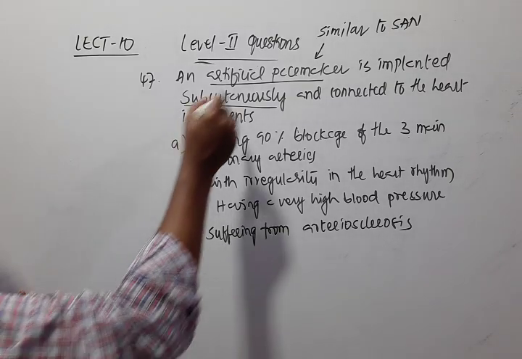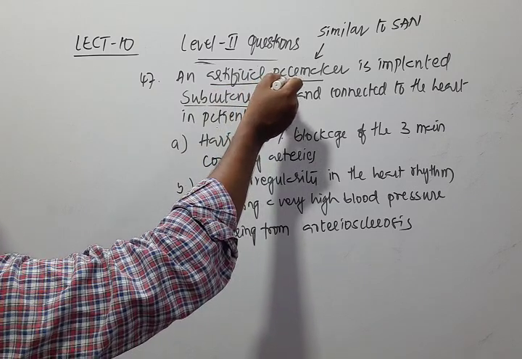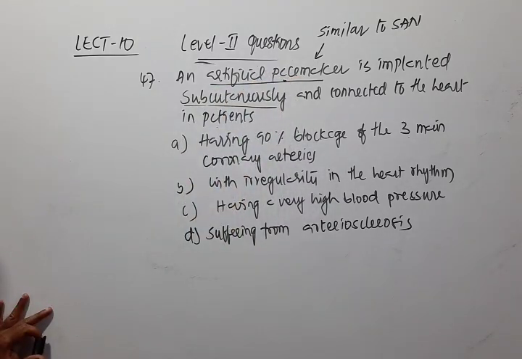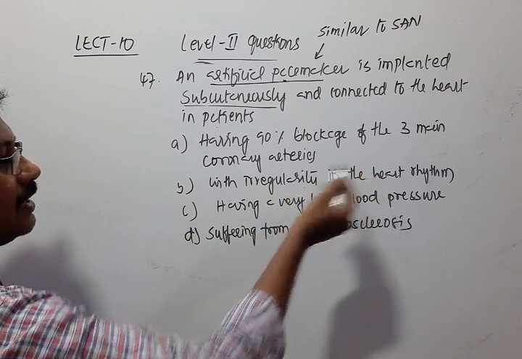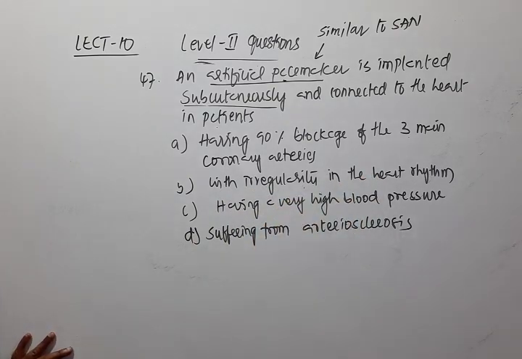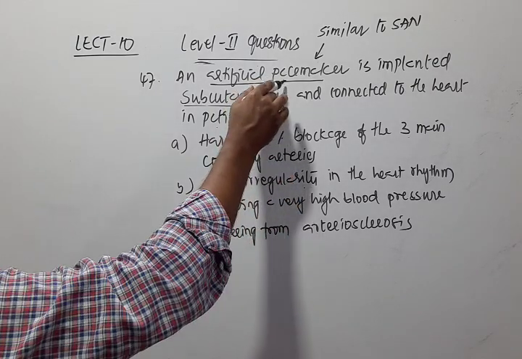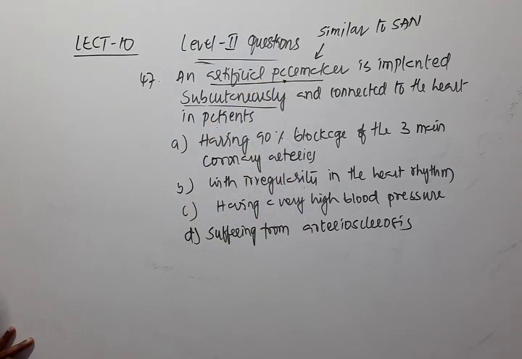With this we understand why it is placed. The sino-auricular node is not able to produce action potentials at regular intervals, so the heart may not contract rhythmically, resulting in irregularity in the heartbeat. So in patients with irregularity in heartbeat, they are going to put this artificial pacemaker.